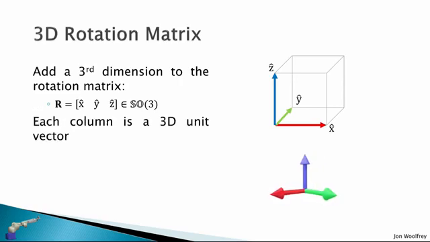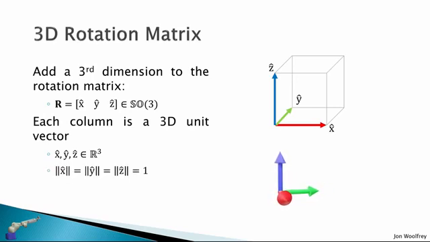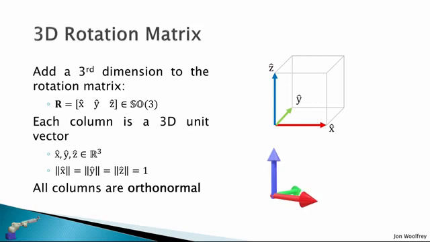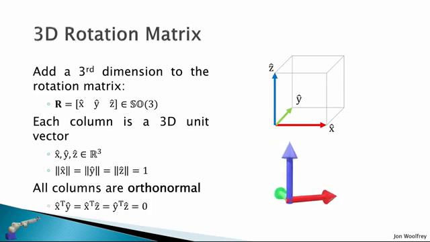So each column of this rotation matrix is a 3D unit vector, so that X hat, Y hat, Z hat are in the set of real values in 3 dimensions. And the norm of each of these vectors is 1 because they're unit vectors. And again, we say that all of these columns are orthonormal, meaning that they're orthogonal to each other and that their magnitude is 1. So if we take the transpose of each vector on another column vector, then we end up with 0. So they're at 90 degrees to each other.